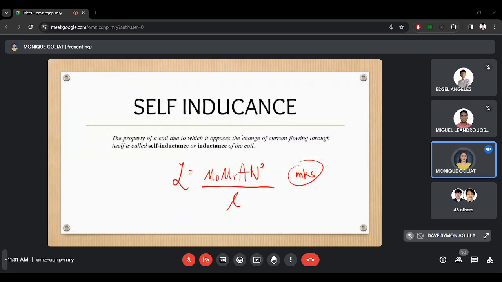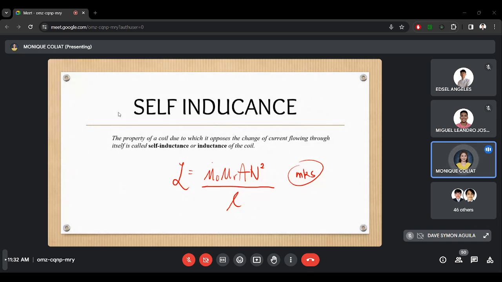Next we have self-inductance. This is the property of a coil due to which it opposes the change of current flowing through itself, called self-inductance or inductance of the coil. So it does not allow the current flowing in a coil to change, in the coil itself. Okay? So, that is self-inductance.